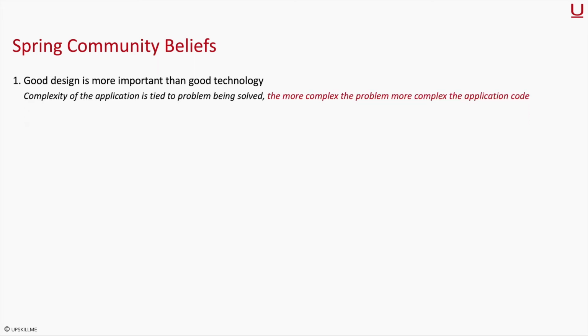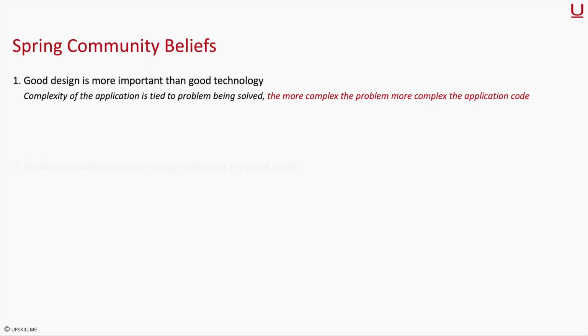The popularity of Spring is fueled by Spring community beliefs. Those beliefs are: number one, good design is more important than good technology. To explain it more, if an application does not require distribution or declarative transaction support, it is unlikely that EJB is the best technology candidate, but we still choose EJB. The idea behind Spring is we can keep the code as simple or as complex as the application demands. The complexity of the application is tied to the complexity of the problem being solved.